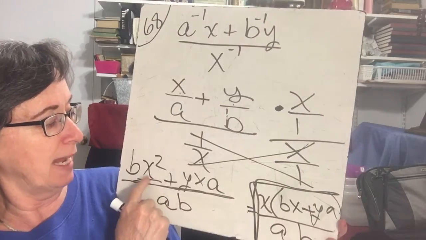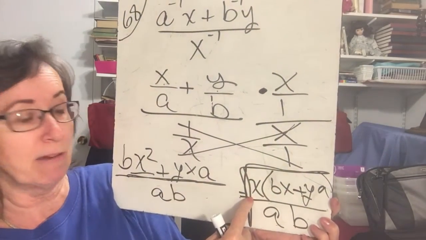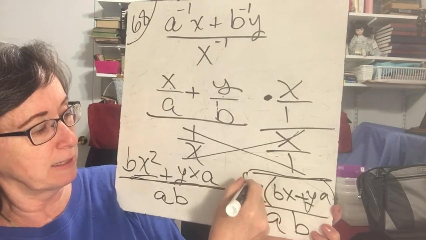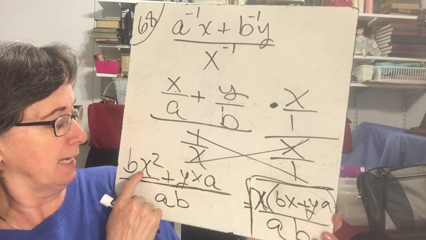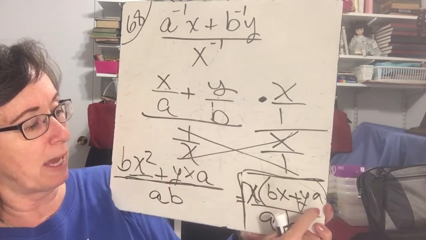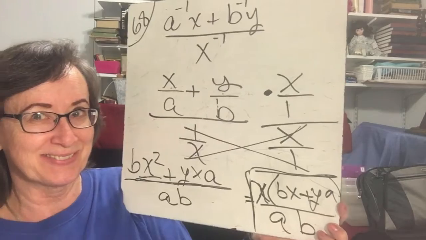Now, because I have an x and an x, your book leaves it with the x pulled out front. Okay, so that's just an x in the front, pulled out, factored out. If I factor out an x, I get a bx. If I factor out an x, I get an ay. And divide by ab, same answer.